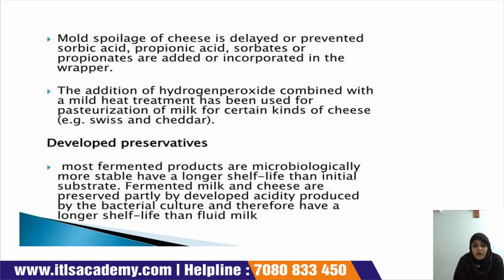Mold spoilage of cheese is delayed or prevented by sorbic acid, propionic acid, sorbate or propionate, and the addition of hydrogen peroxide in combination with heat treatment, also using pasteurization of milk for certain kinds of cheese, that is Swiss and cheddar cheese. Most of the fermented products are microbiologically more stable and have a longer shelf life than the initial substrate.